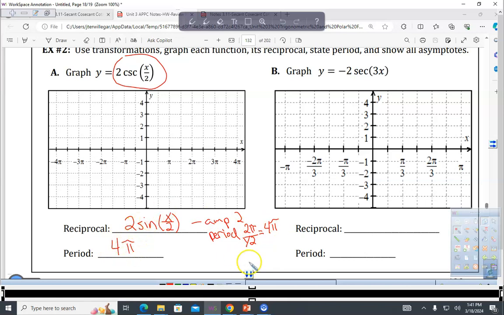So I'm going to graph that my good old-fashioned way. I'm going to start at my intercept, because my period is 2 pi. For sine, I'm going to go up to 2, down to 2, and then I'm going to do it again. And on the other side, I'm going to go in reverse. Just keep on alternating.